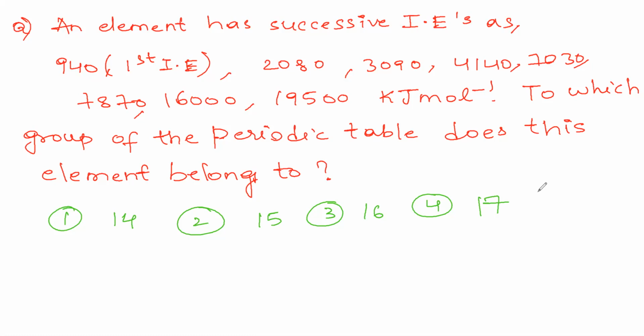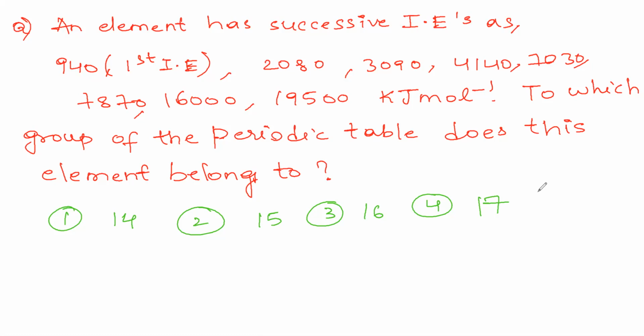But here, how do we identify which group it belongs to? If you see, the first ionization is 940, second is 2080, third is 3090, fourth is 4140, fifth is 7030, sixth is 7870. Till here they are just comparable, in the sense they have only a 1000 or 1500 difference. Whereas from 6 to 7, it is 16,000. That means after removing 6 electrons, the 7th electron should come from an octet configuration. Then only it has the highest ionization energy.